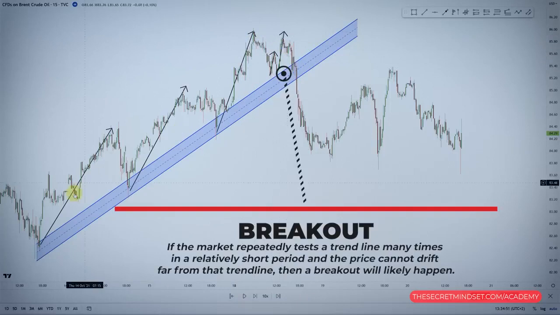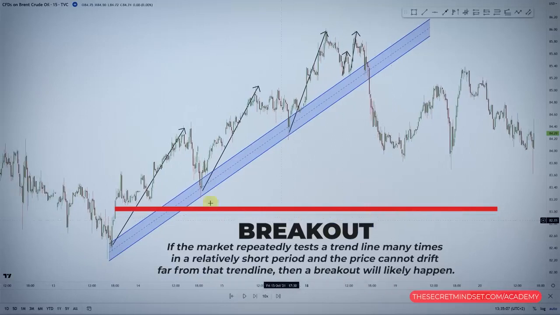Buyers weren't strong enough to defend the trend line, as sellers kept pushing the price lower. So if the market repeatedly tests a trend line many times in a relatively short period, and the price cannot drift far from the trend line, then a breakout will likely happen. The market will break through the trend line and attempt to reverse the trend. Of course, this is not always accurate, but when I see this pattern, I'm inclined to trade a breakout rather than a continuation.